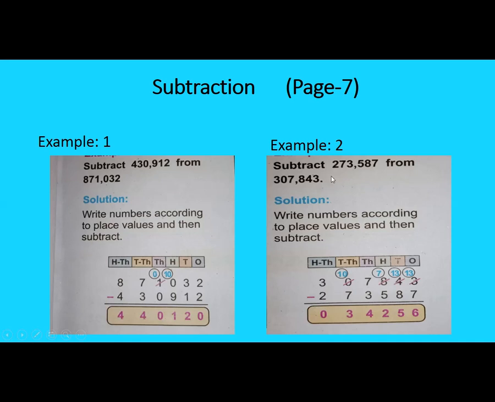In the second example, again 6-digit values are there. You have to write a place value chart, put the values according to the place values, then subtract. You have to write this value first because this is the one we subtract from, and then write this value below. Okay, 3 minus 7 is not possible. We borrow from the next value. 1 and 3 is 13. 13 minus 7 is 6.